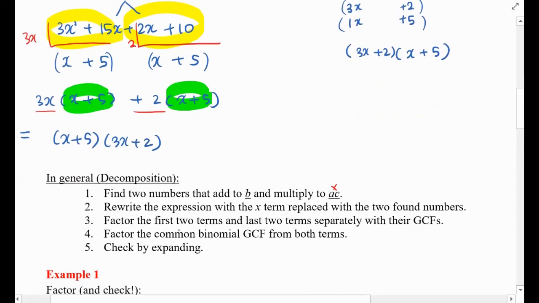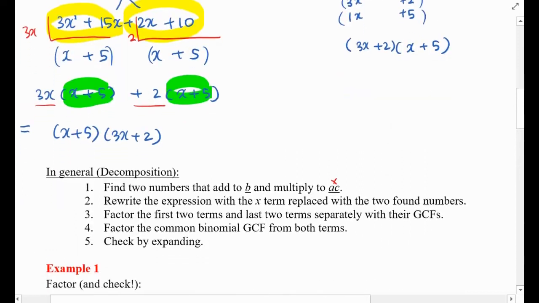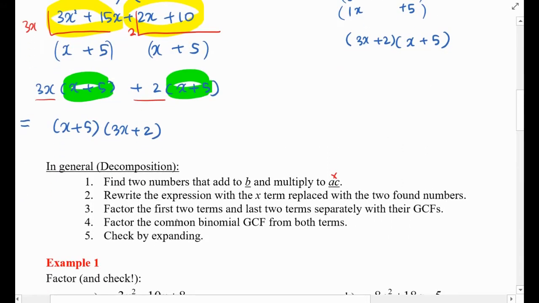Factor the first two terms. So we group the first two terms and the last two terms. We factor out the GCF, factoring the first two terms and the last two terms separately with their GCFs. Then factor the common binomial. This is the common binomial, right? Factor the common binomial GCF from both terms. Check by expanding. You can check this by expanding it.